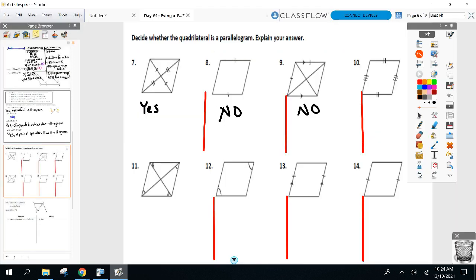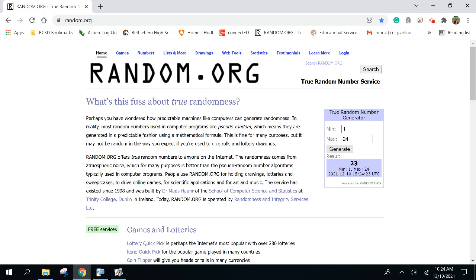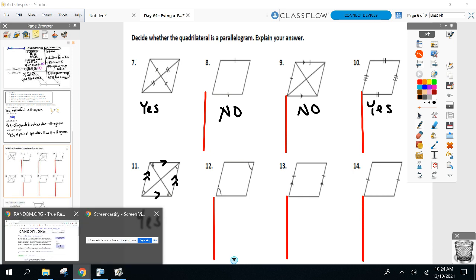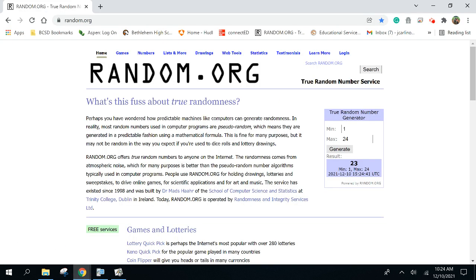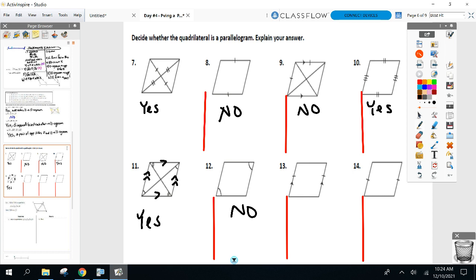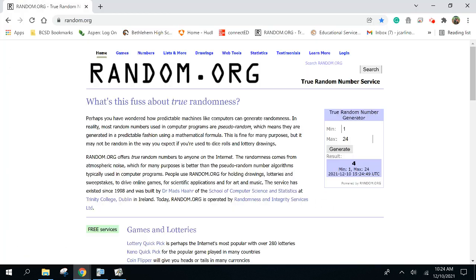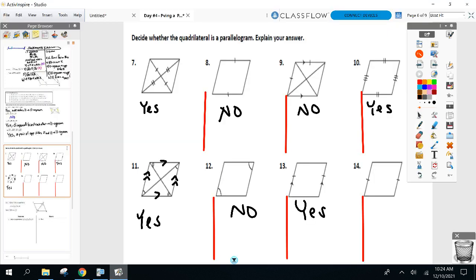Next one. Yes. Why? Darn right they are. Next one. Yes. Why? Opposite sides parallel. Good. We have to identify those are alternate interior angles, so that makes opposite sides parallel. Perfect. Yes. Next one. No. Good. Need both pairs. Had me going there. Next one. Why? A pair of opposite sides are congruent and parallel. Great. Last one. No. One pair doesn't do it.